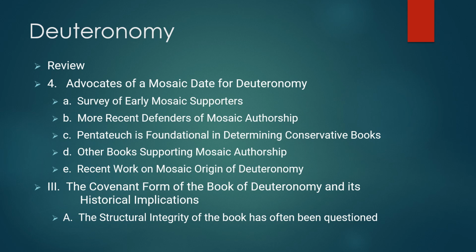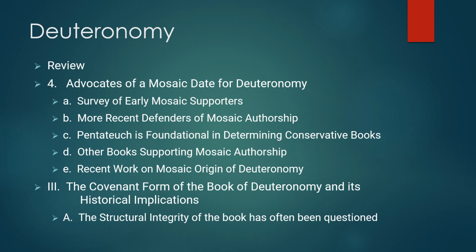So let's go on to Roman numeral 3 on your outline. And that's the covenant form of the book of Deuteronomy and its historical implication. Now, much of what I'm going to say under Roman numeral 3 comes from Meredith Klein's work, and that's his Treaty of the Great King. Now, A in the outline is the structural integrity of the book, and that has been often questioned.